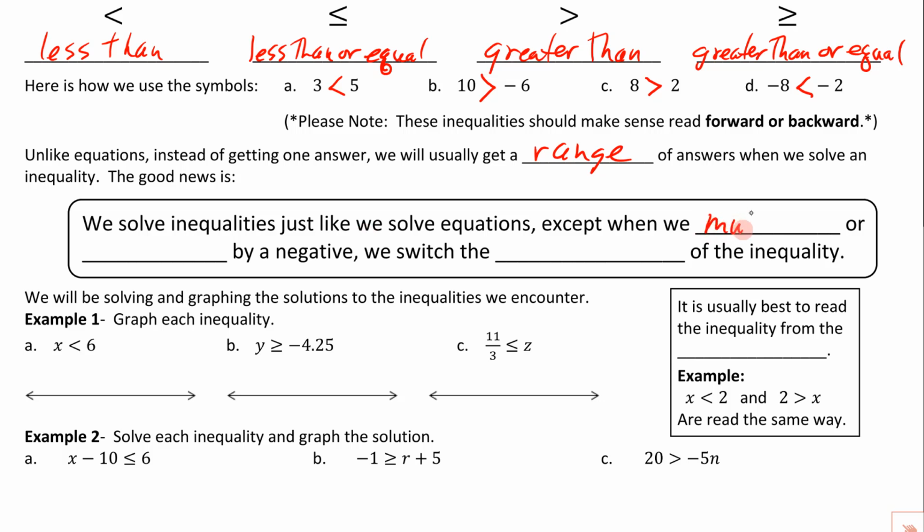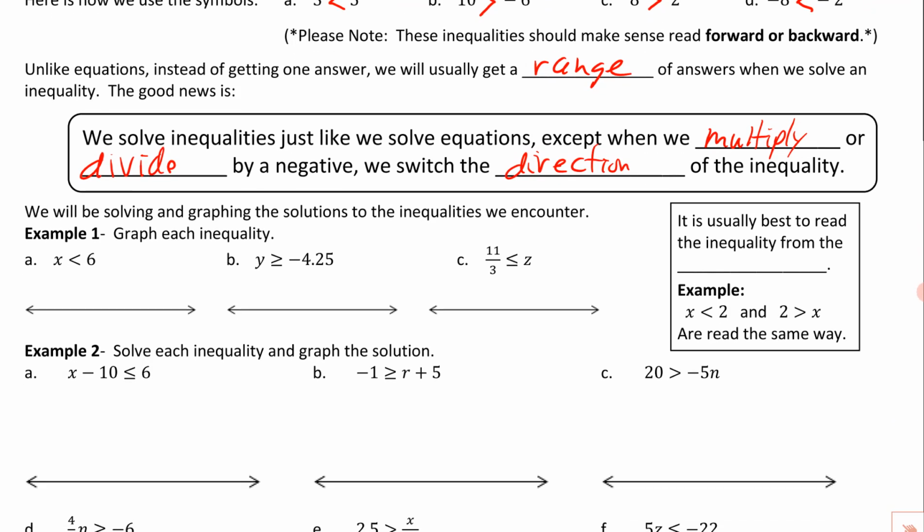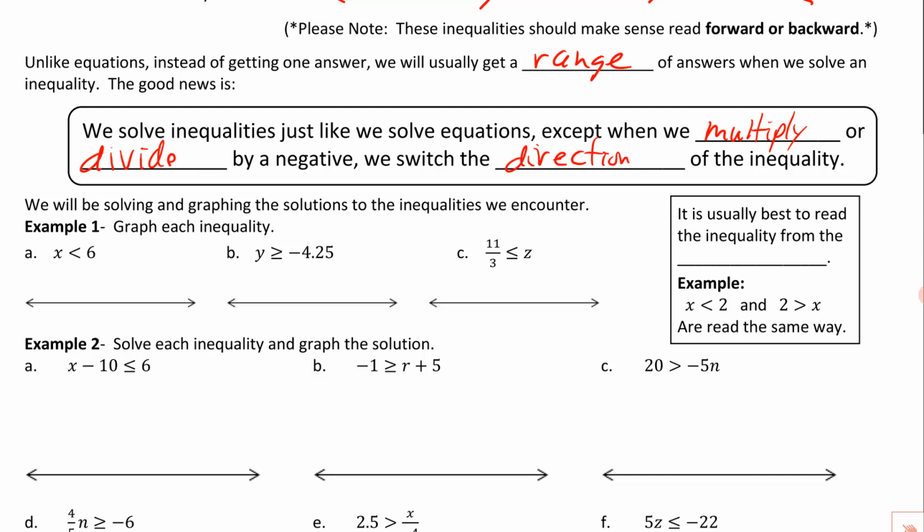Except when we multiply or divide by a negative. If the step we're taking to solve the inequality is to multiply or divide by a negative, then we switch the direction of the inequality. And there's a good reason for that. When we multiply or divide by a negative, we're introducing a negative, and that means opposite. So that's going to change things to the opposite direction.